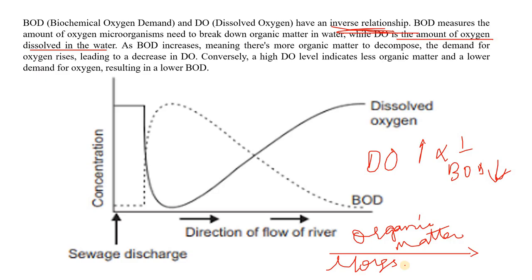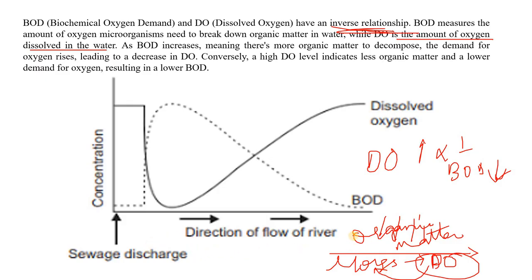microorganisms that are already present in the water, I repeat, they are already present in the water, will use up the dissolved oxygen. They will use up the dissolved oxygen for breaking down this complex organic matter into simple organic matter, or let's say into CO2 and H2O. So all this DO will be consumed by the microorganisms. Now no dissolved oxygen is remaining for the aquatic flora and fauna.